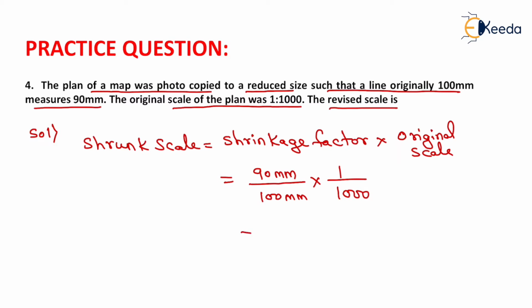After solving this, we will get the shrunk scale value as 1 by 1111. That will be the value of shrunk scale. So the revised scale is 1 raised to 1111. That is the required solution of this question.